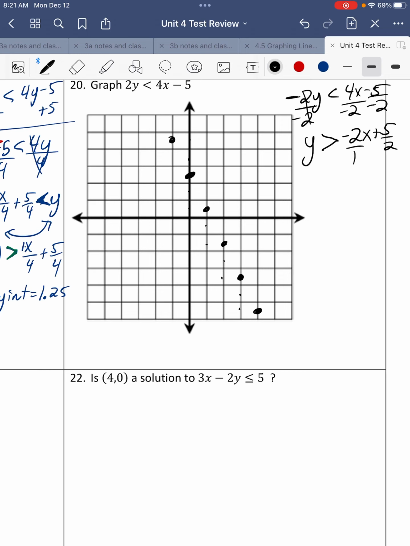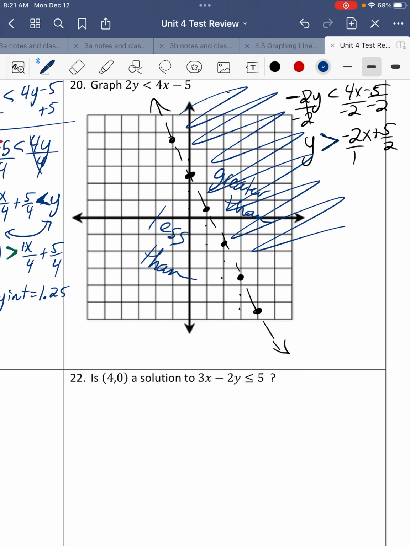Up 2 and left 1, just because it's not equal to, so it's a dashed line. The greater than would be above the line, and less than is below the line. So this is a greater than symbol, so we're going to shade above.